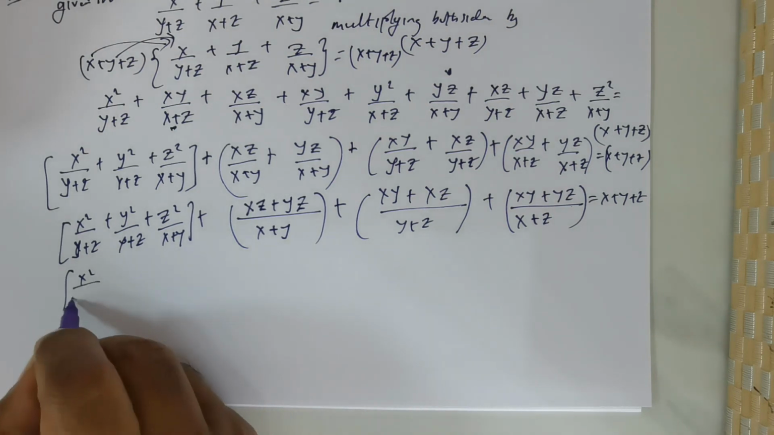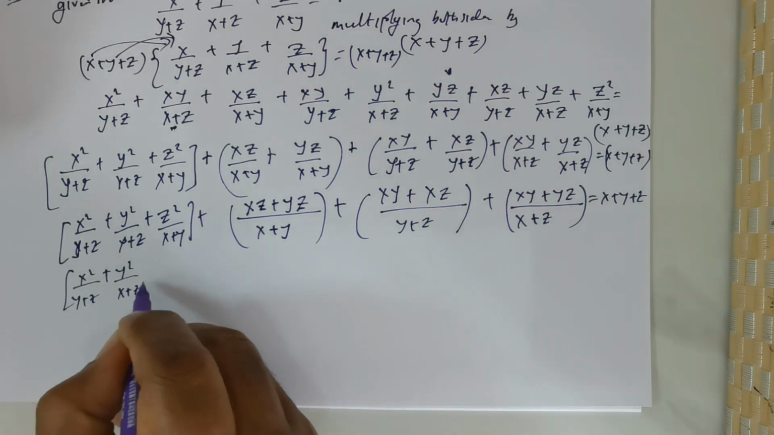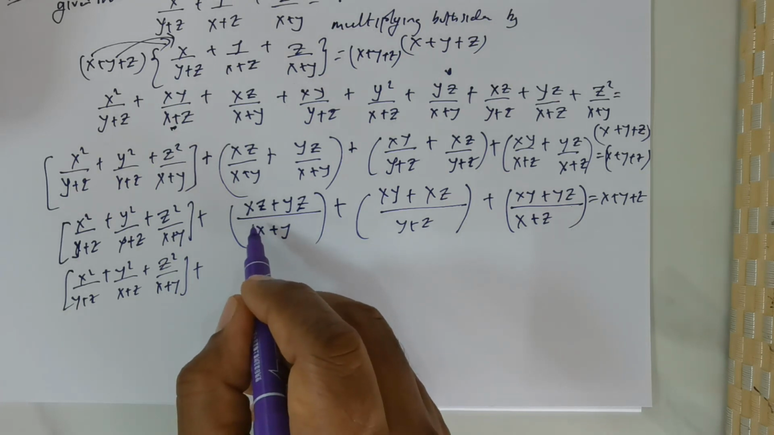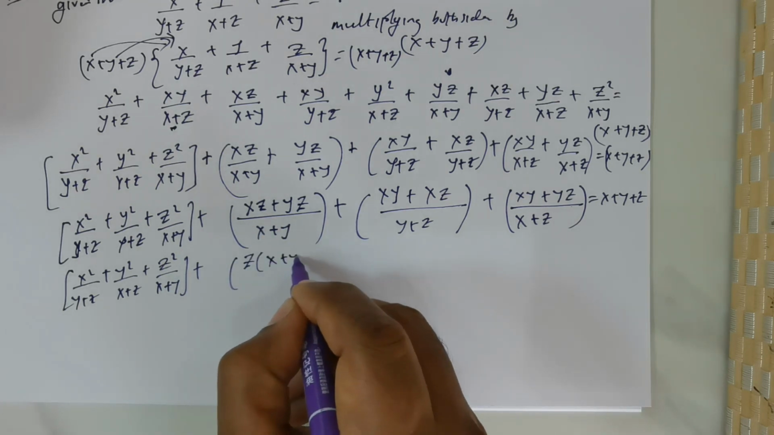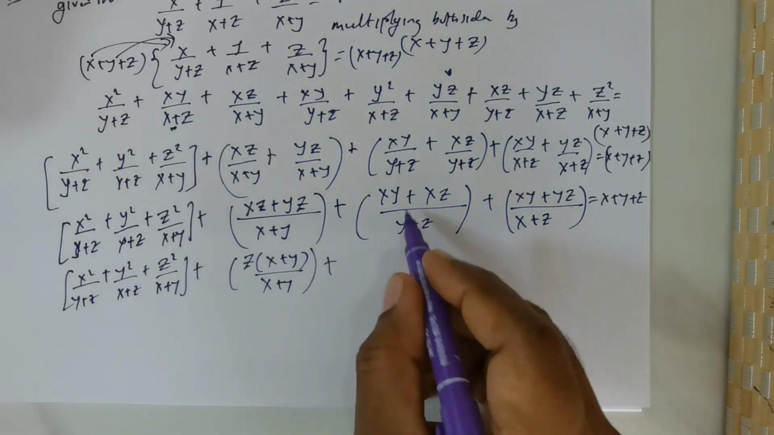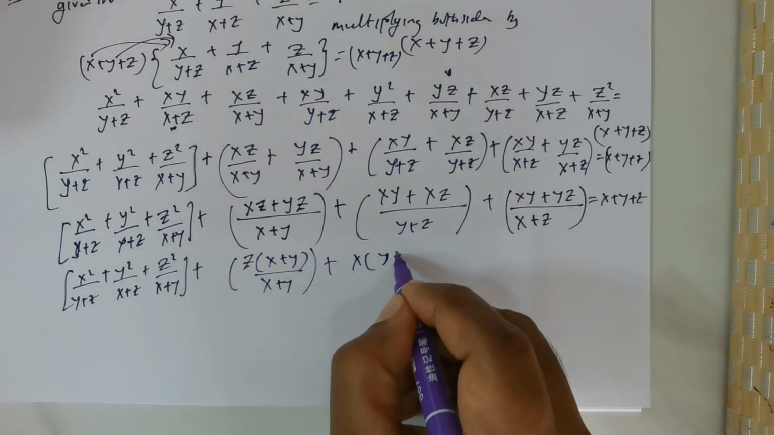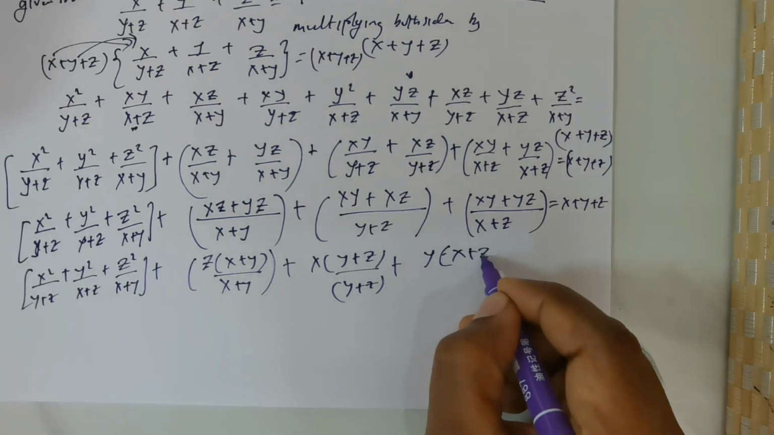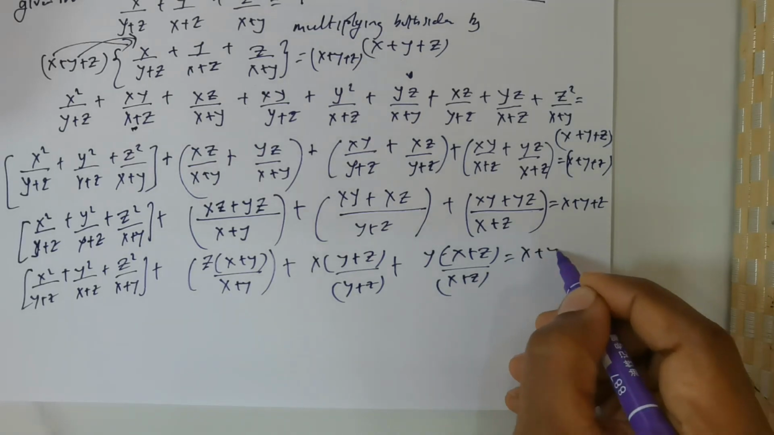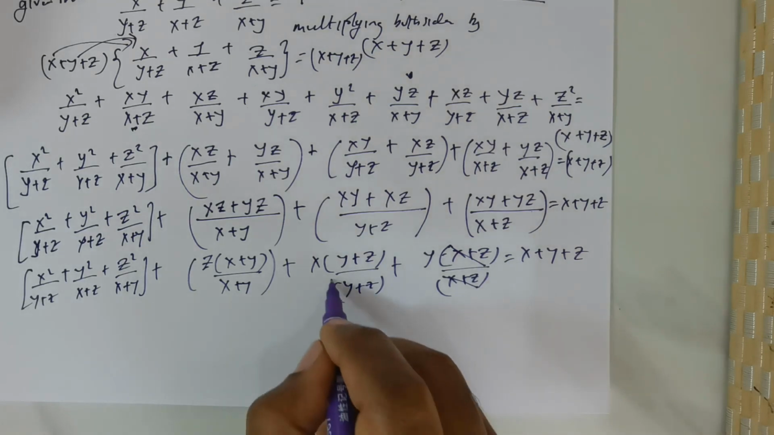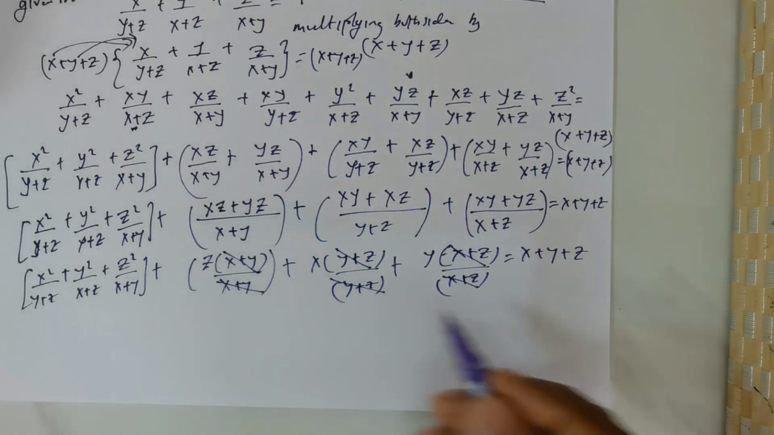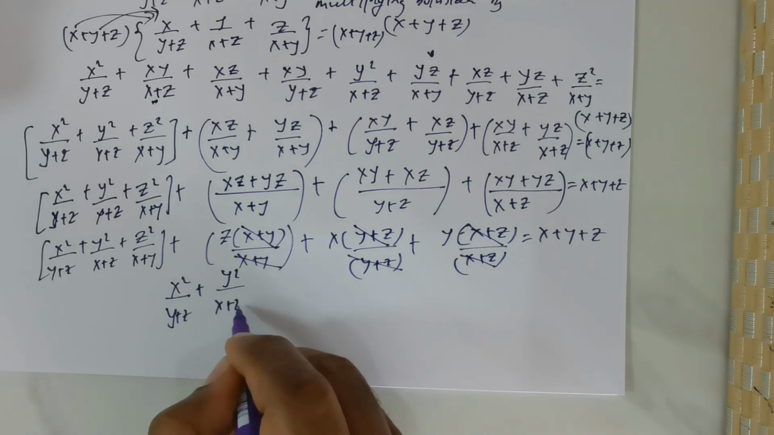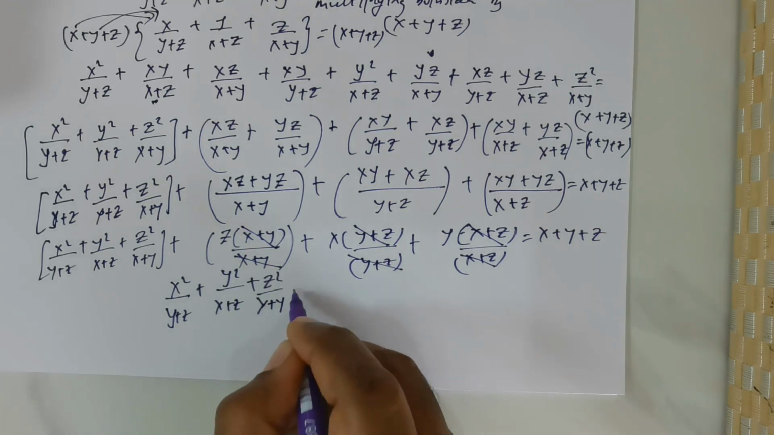So this is going to be x squared over y + z + y squared over x + z + z squared over x + y plus. Now, can I take z out? I take z out, I get x + y divided by x + y. Can I take x out? I get y + z divided by y + z. Can I take y out? x + z divided by x + z, is equal to x + y + z. These get cancelled, giving me x squared over y + z + y squared over x + z + z squared over x + y plus.